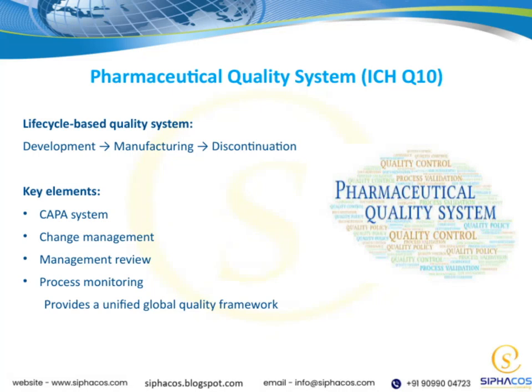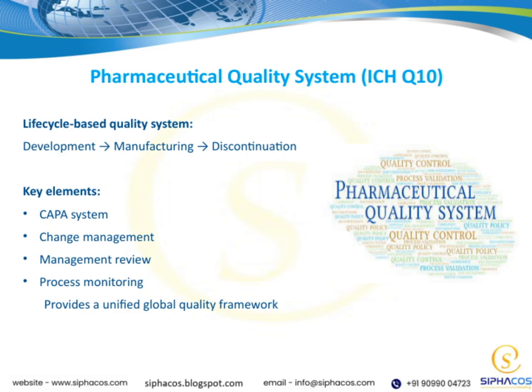Let's take a closer look at the pharmaceutical quality system based on ICH Q10. This system is designed to be life cycle based, meaning it covers every stage from development through manufacturing to discontinuation. The idea here is to ensure quality is maintained throughout the entire product lifecycle.